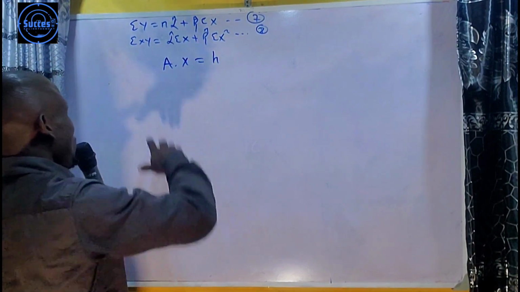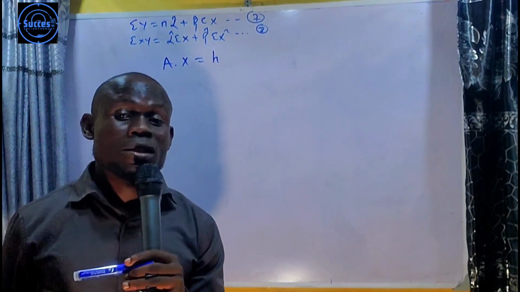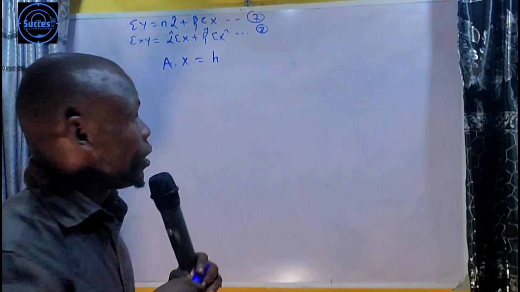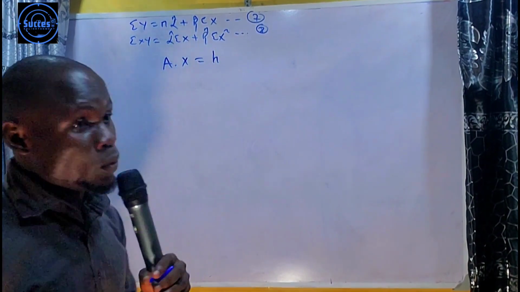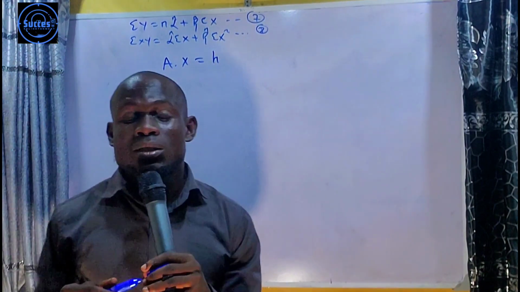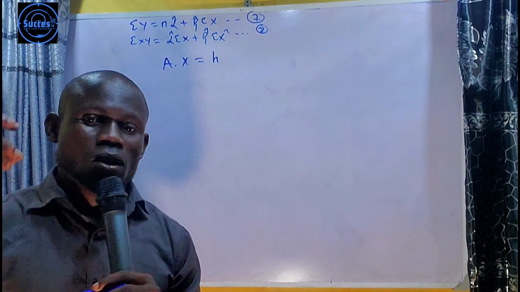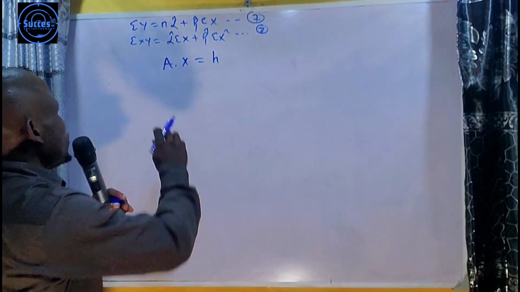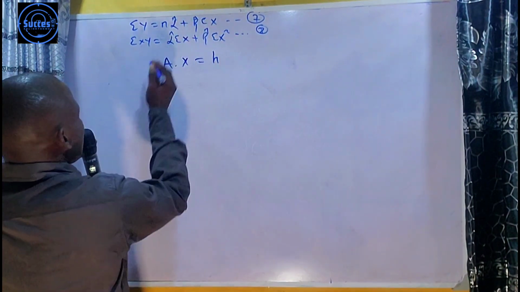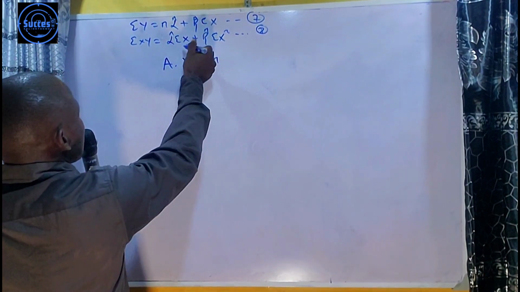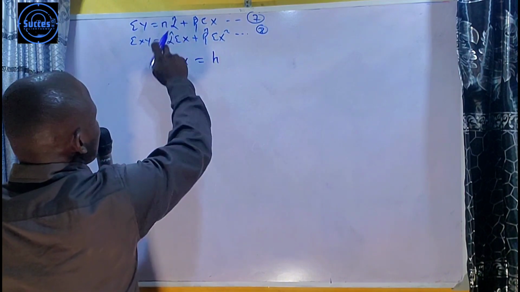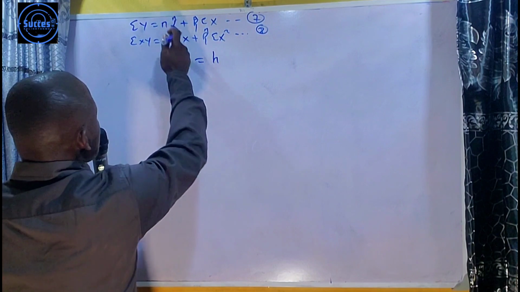Here A is the coefficient of the variables that we are trying to estimate, X is the vector of variables we are trying to estimate, and H is the constant. So if you apply this to what we have here, we are trying to estimate alpha and beta. So our A here will be the coefficients of alpha and beta.